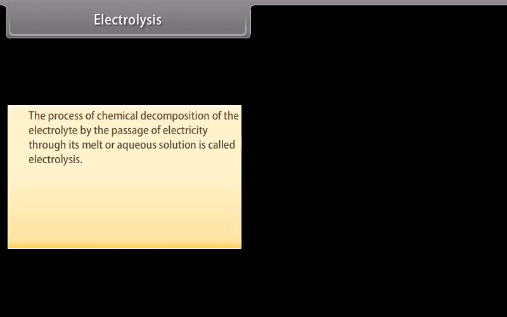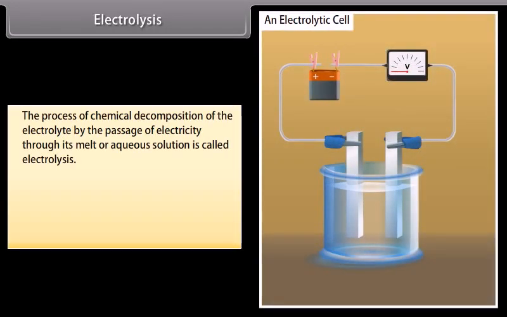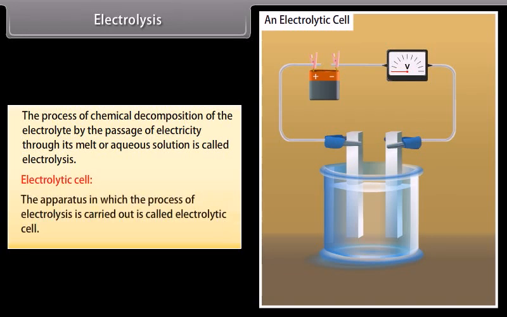Electrolysis. The process of chemical decomposition of the electrolyte by the passage of electricity through its melt or aqueous solution is called electrolysis. Electrolytic cell. The apparatus in which the process of electrolysis is carried out is called an electrolytic cell.